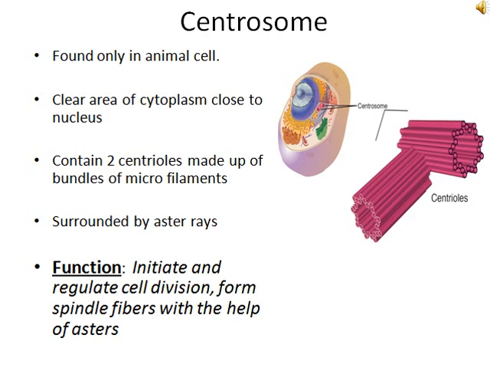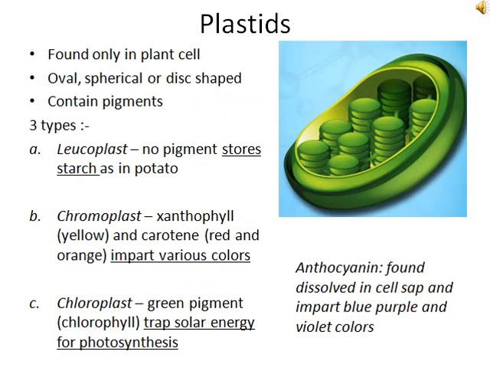Plastids are one of the most important organelles found in plant cells. They are oval, spherical and disc shaped. They contain various pigments. They give color to the various parts of the plant.